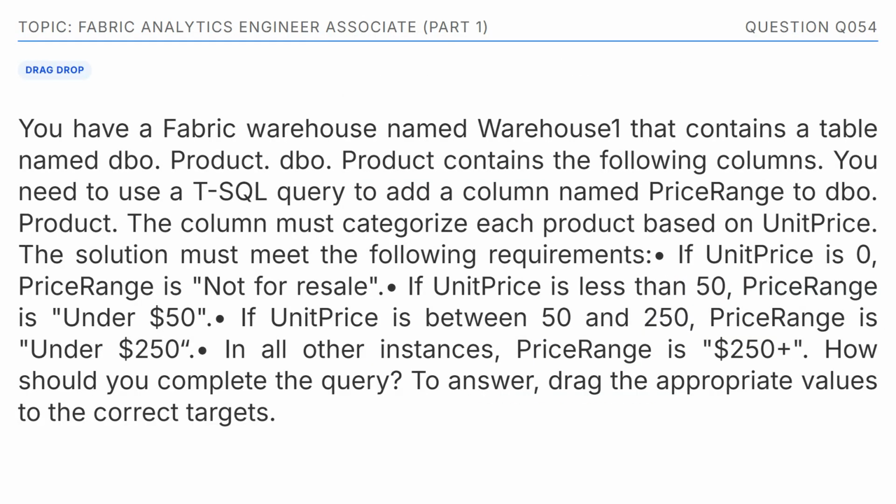You have a Fabric warehouse named Warehouse 1 that contains a table named DBO.Product. DBO.Product contains the following columns. You need to use a T-SQL query to add a column named Price Range to DBO.Product. The column must categorize each product based on unit price. The solution must meet the following requirements. If unit price is 0, price range is not for resale. If unit price is less than 50, price range is under $50. If unit price is between 50 and 250, price range is under $250. In all other instances, price range is $250 plus.